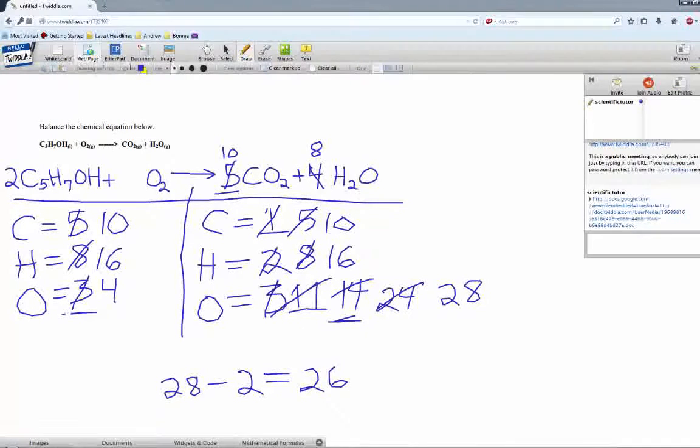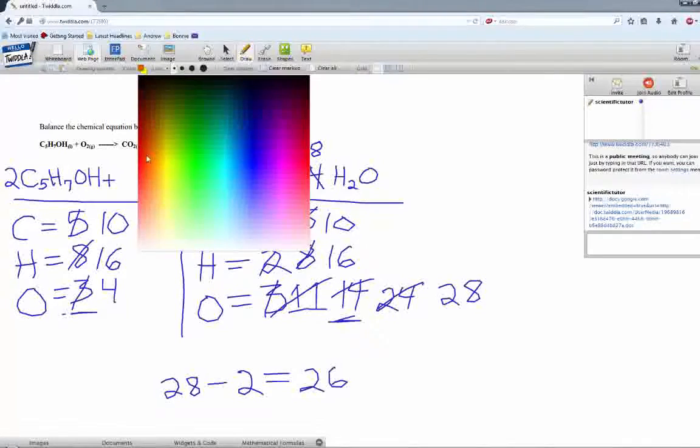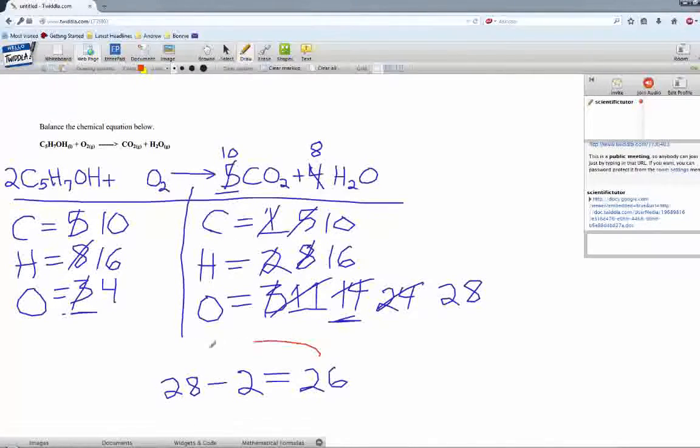The 26 oxygen are going to be what's left over for this chemical. Now, since this is a 2, I can just do 26 divided by 2. This coefficient, therefore, has to be 13. These are going to be the coefficients of the answer.